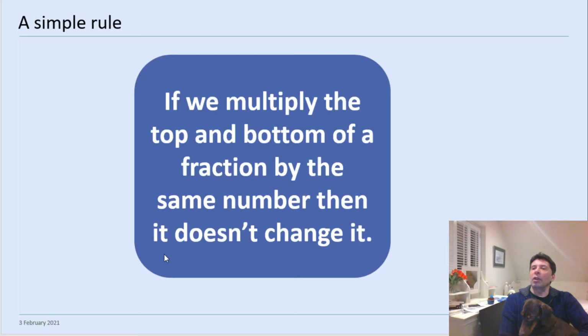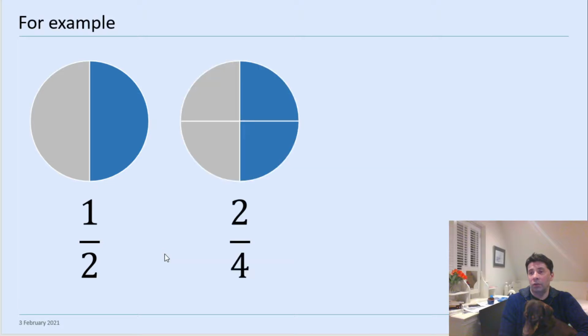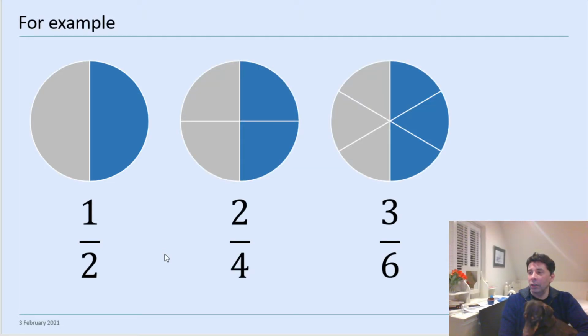So what happened here? Well, the first thing we discover is a simple rule, which is if we multiply the top and bottom of a fraction by the same number, then it doesn't change the fraction. So if we multiply the top and bottom of a half by 2, we get 2/4, same fraction. Or by 3, we get 3/6, which is the same fraction.